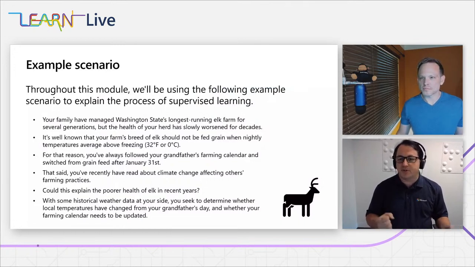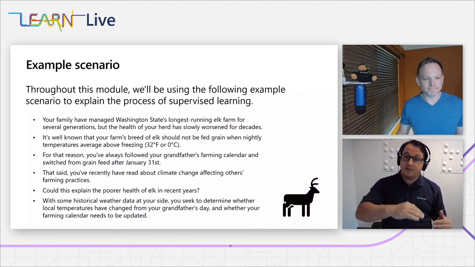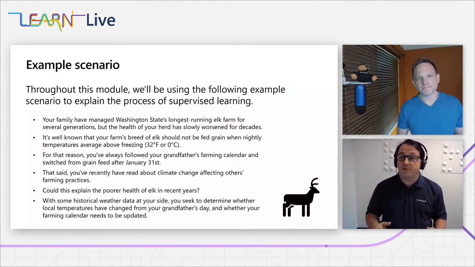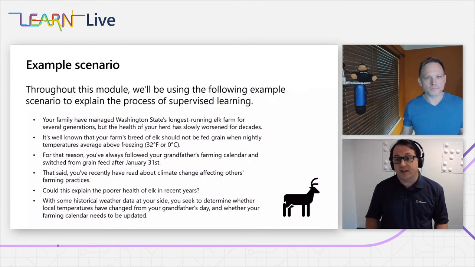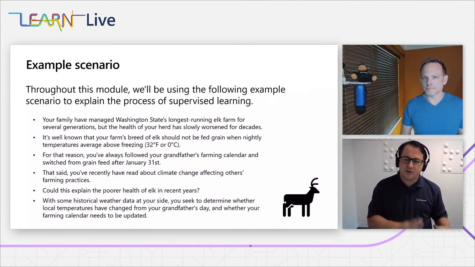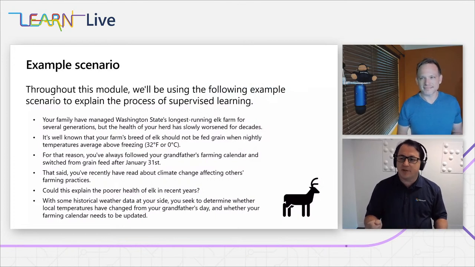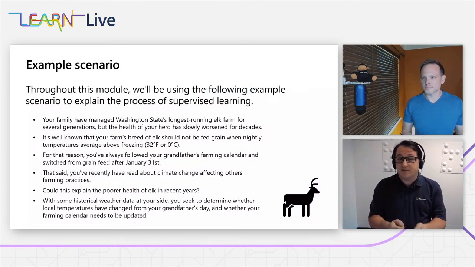We're worried that the temperatures are changing through climate change, and we want to look at that data and see if we can see where the trends are going up, for example, and see if we need to shift that date. It's an important business decision for the farm to look after the health and safety of the elk as well. So that's what we're going to do. We're going to look at the historical data, see where the trends are happening in a way to see if we can predict what it's going to be for subsequent years. Super. That about covers it.